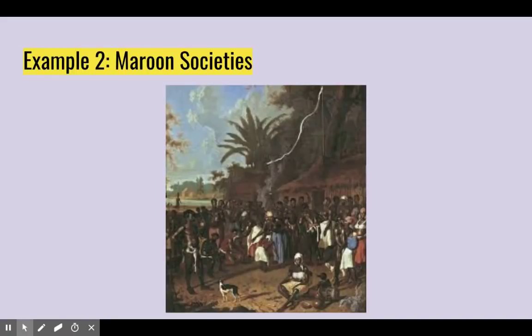And one of the closest Maroon societies to us was the Great Dismal Swamp community in North Carolina and Virginia mountain area. If you guys have any questions, please let me know.